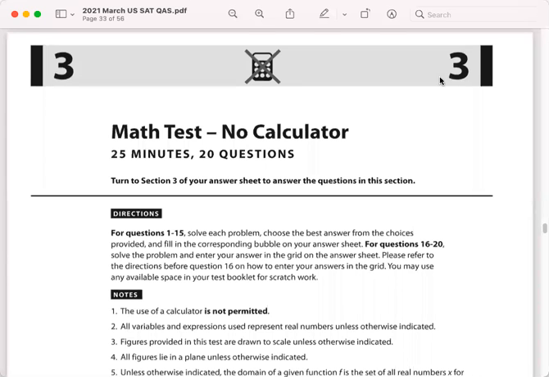Hello students, today we'll solve the no calculator math section of the March 2021 US QAS paper together. So let's begin.